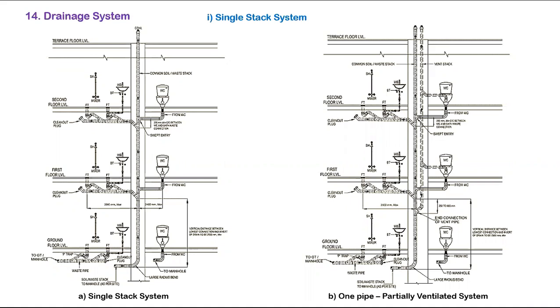Double stack system. In this single stack, there is no separate ventilation pipe. Only the main ventilation pipe will be there. The top of the main stack will be ventilated by a vent cowl.